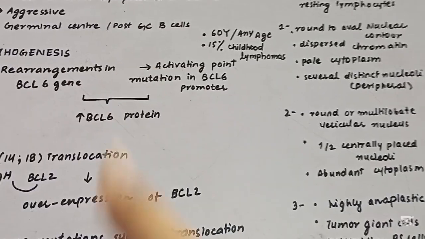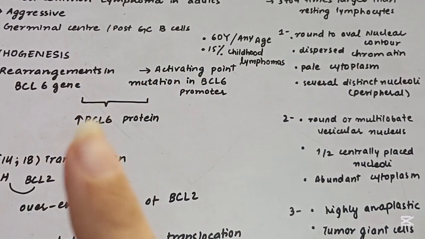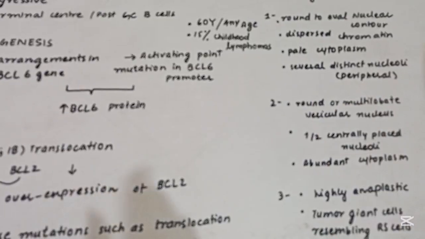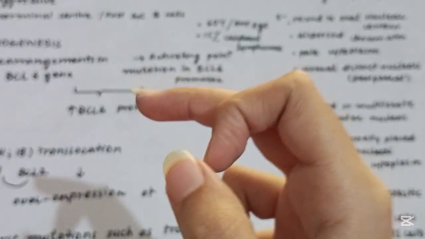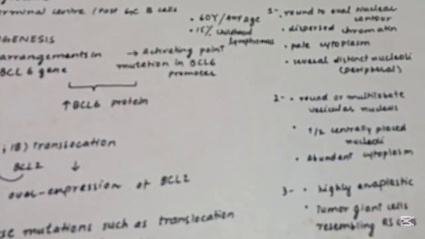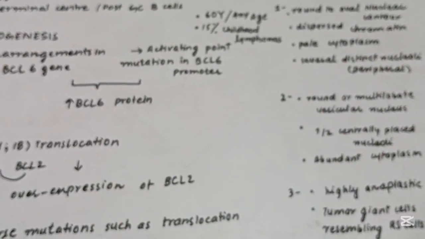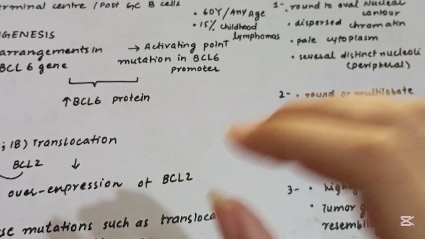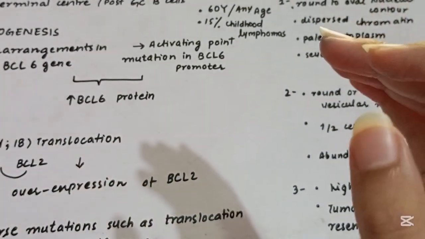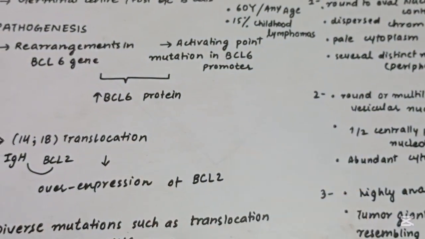So now let's talk about the pathogenesis of this neoplasm. In 1/3 of the cases, we have rearrangements in the BCL6 gene. We can also have activating point mutations in the BCL6 promoter. As a result of both of these aberrations, we have increased BCL6 protein levels. And we know that BCL6 is a transcription regulator, and its overexpression results in a block in differentiation and increased uncontrolled cellular proliferation.